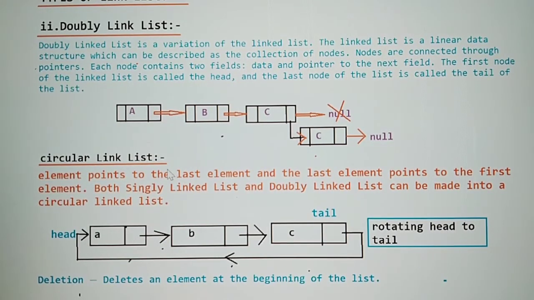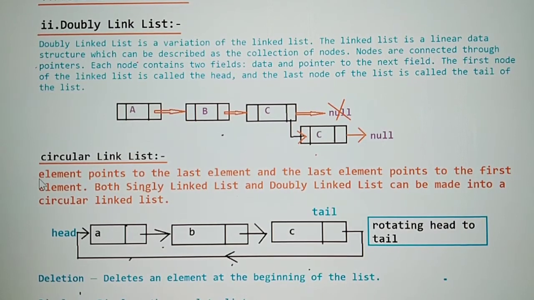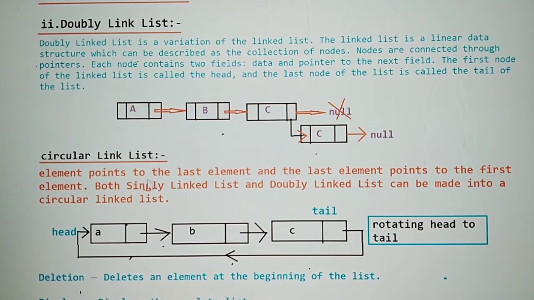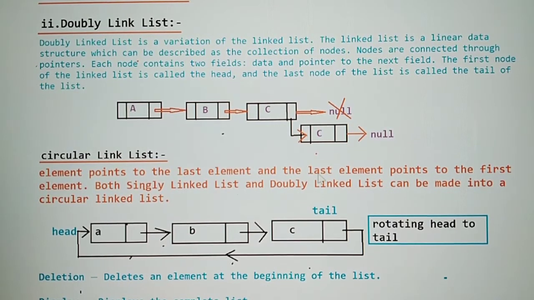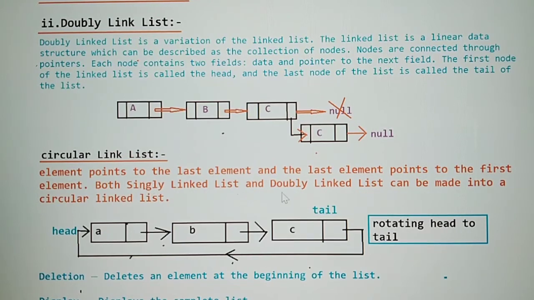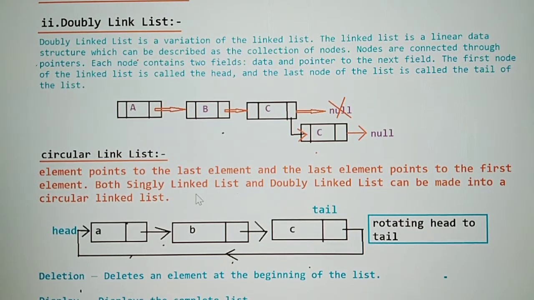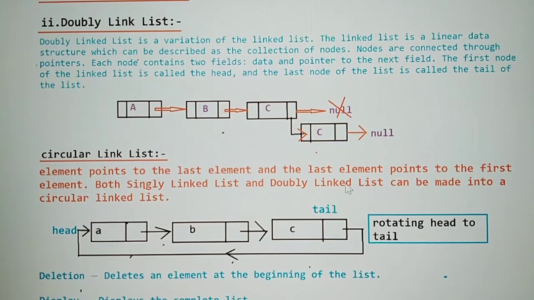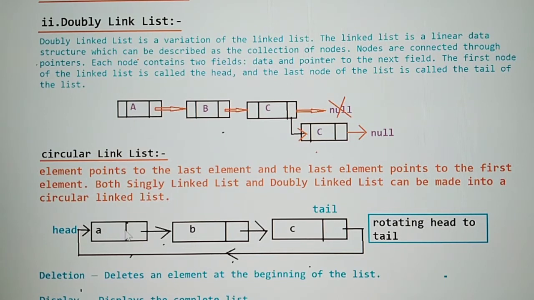And then the circular linked list. What is the circular linked list? In a circular linked list, the element points to the next element, and the last element points to the first element. Both singly linked list and doubly linked list can be made into a circular linked list. I also wrote here the simplest definition of doubly, singly, or circular linked list, and I made a very simplified picture of the circular linked list. Here you can see the basic structure of a linked list.